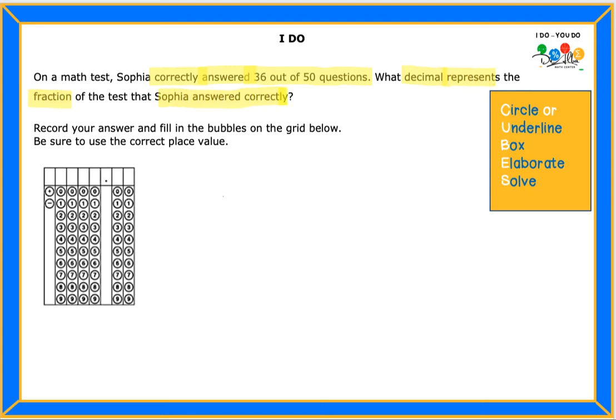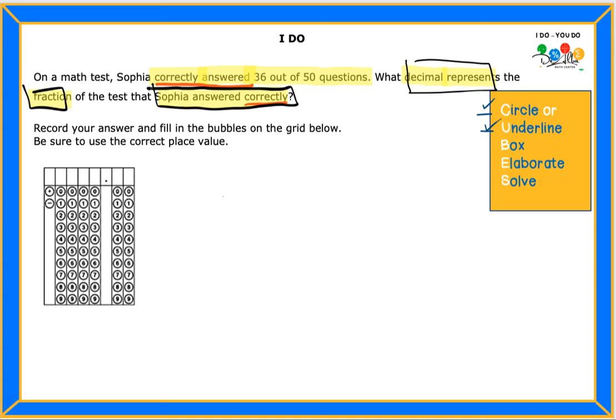Sophia answered correctly. Okay, so also I'm going to underline. They want to know what she answered correctly, and this number here is what she answered correctly. So I did circle or underline, then I have to box the question. I'm looking for the decimal that represents the fraction that Sophia answered correctly.